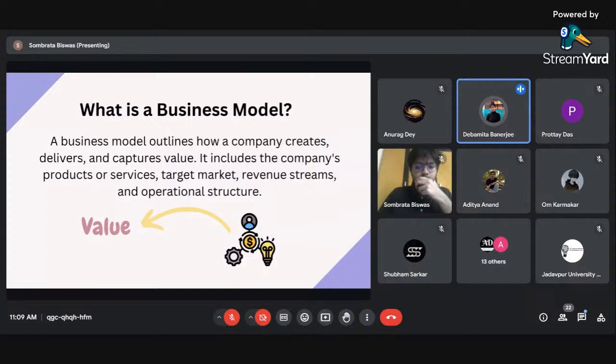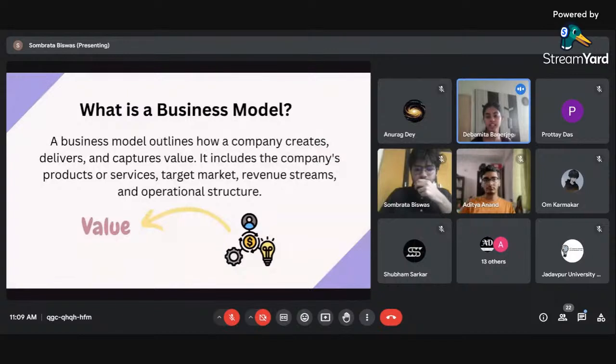What is a business model? I think most people covered it. It basically outlines how a company creates, delivers, and captures value. Basically, how you're giving value to your end consumer and how you're bringing value inside your own business. Basically, how you're earning money and how you're helping your consumer. It includes everything that has to do with the business: the company's products or services, target market, revenue streams, operational structure, all of it.